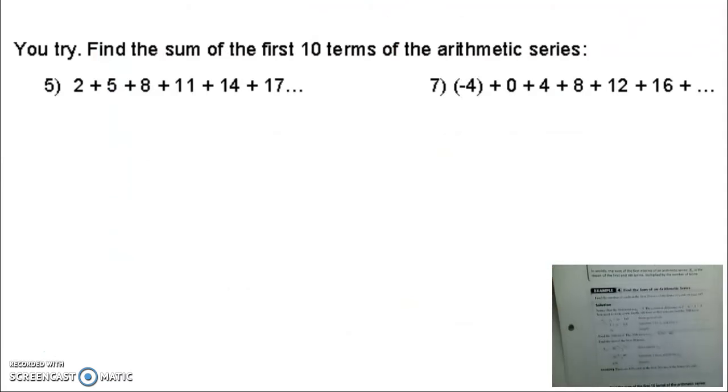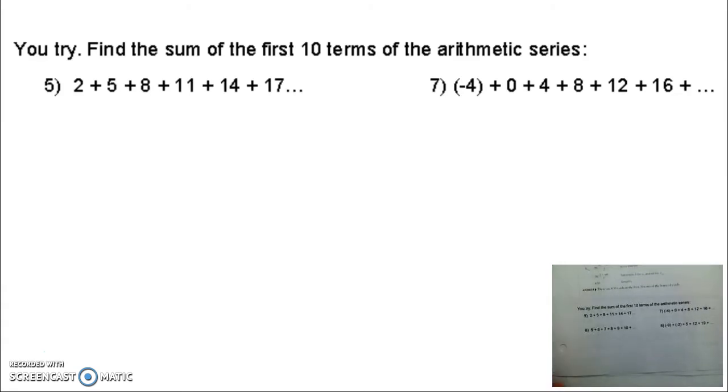So let's look at a couple of examples. We'll do one together, and then you can try a couple on your own. Pause the video and check your work.